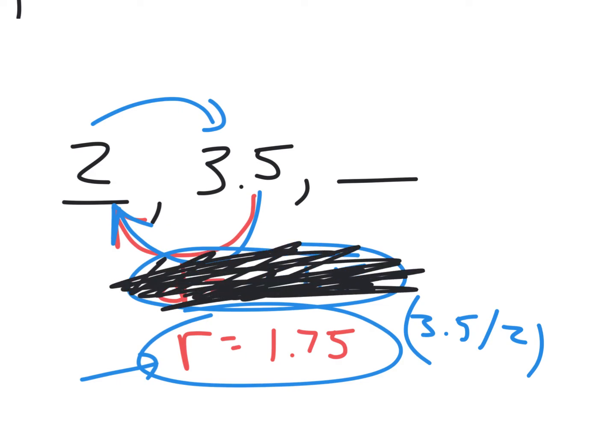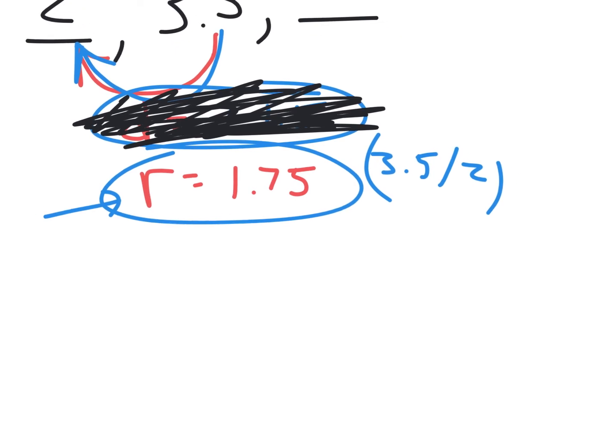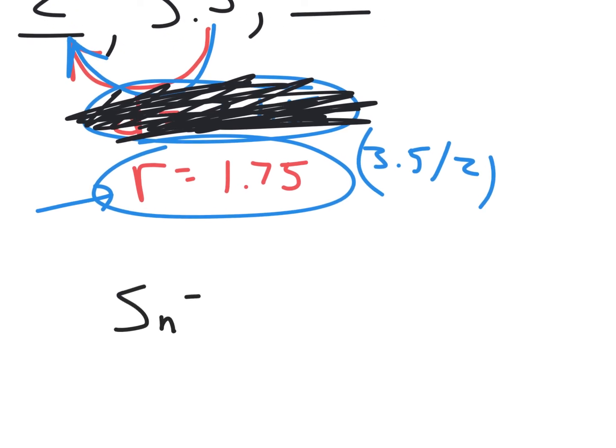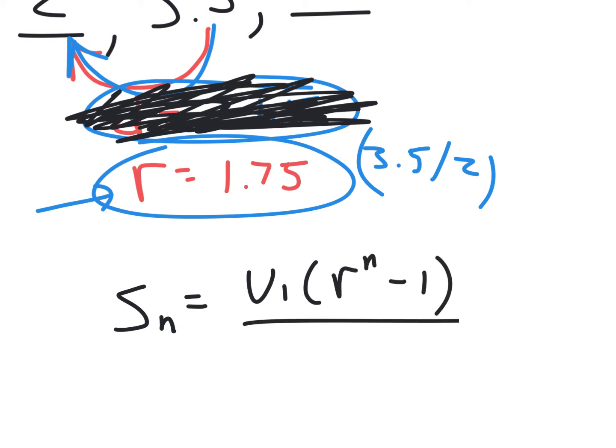So is that geometric or arithmetic? The kind that has a ratio, is that arithmetic or geometric? Geometric, good. So then I'm going to look up a formula off the geometric one. And that formula goes like this. Just copy it down. U1 parentheses R to the n, and the minus 1 down here, not in the power, all over R minus 1.